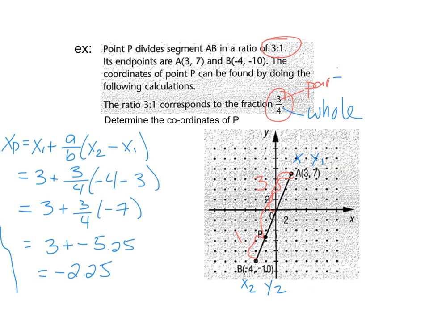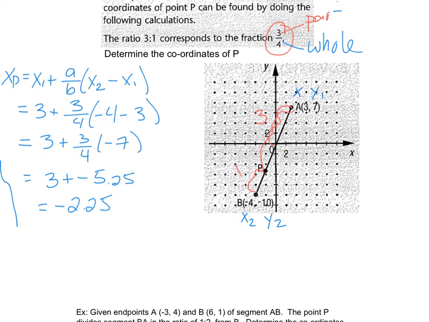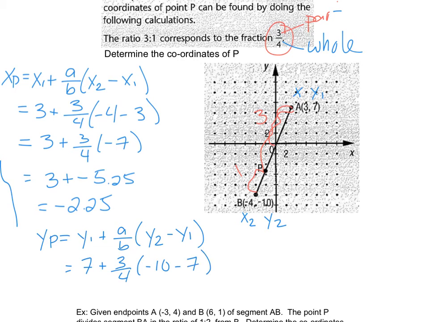Now we'll do the y-coordinate. So my yP equals y1 plus A over B, bracket y2 minus y1. So my y1 is 7 plus 3 over 4 times the change in y. So y2 is 10 minus 7.